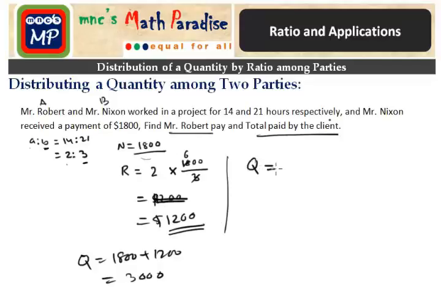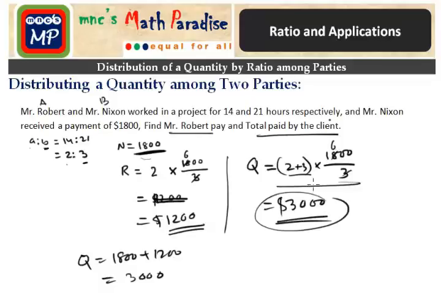Total quantity Q is the given quantity 1800 divided by its corresponding ratio 3, times the summation of these two ratios. So 2 plus 3. So 1800 divided by 3 is 600, 2 plus 3 is 5, 5 times 600 is 3000. So the total quantity can also be found from this formula.